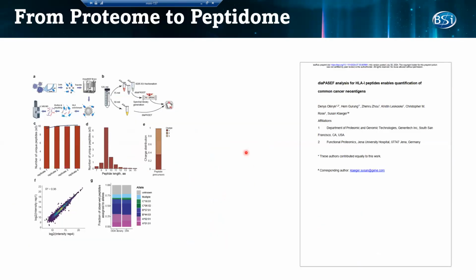Also here we have an example for the timsTOF data. This is the data from the genetic. So they developed a method and evaluated the method based on the timsTOF instrument for the HLA peptides. Here we just use the same data set, the 4 replicates, to compare the result.